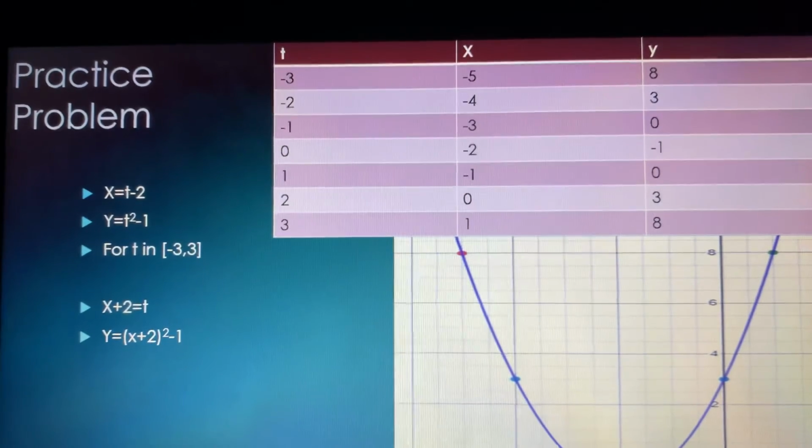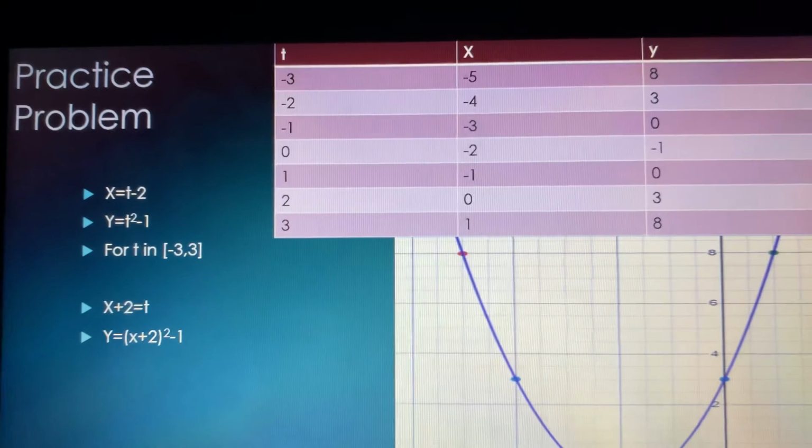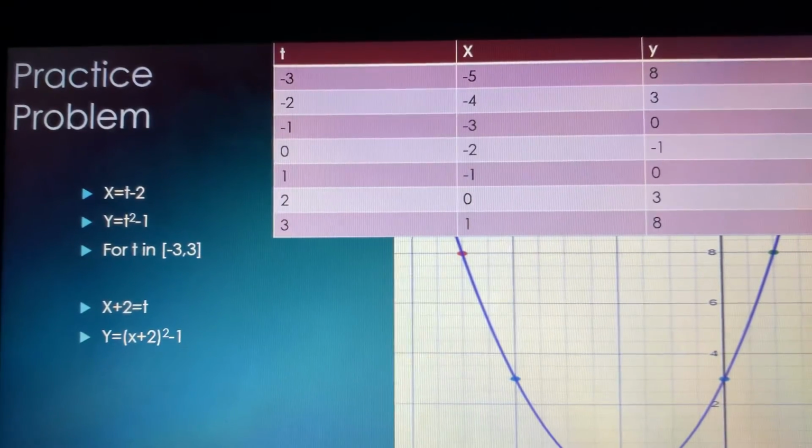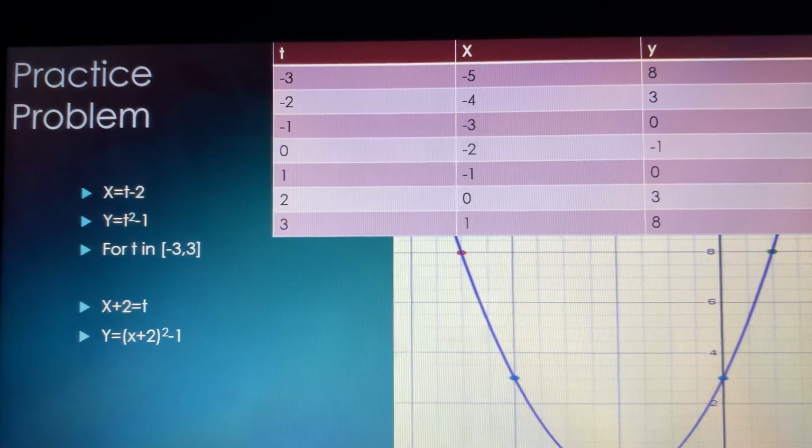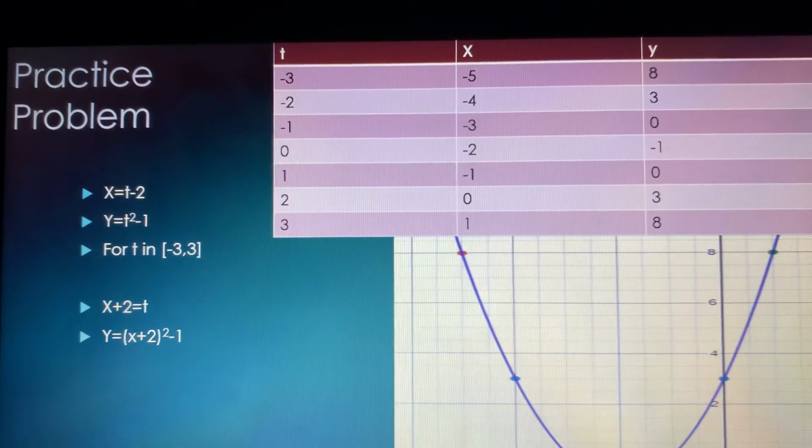That's an interval restriction, and we've all seen that in computer science before. But if you haven't, it just means that we'll be using t values from -3 to 3. It's simple, it's a domain restriction. So we plot that, and then we put our x and y values.